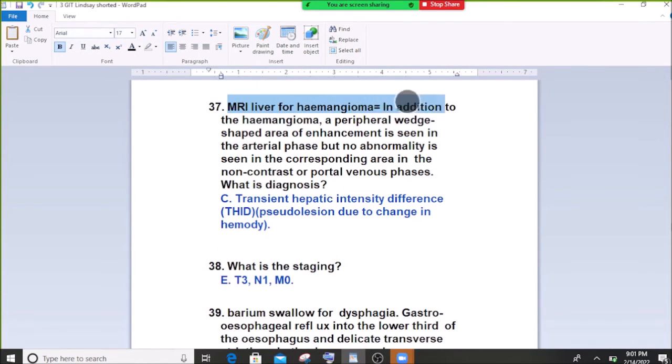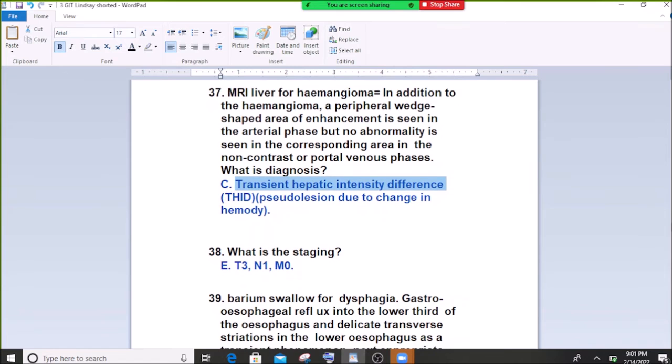37. Anomaly of liver for hemangioma. In addition to the hemangioma, a peripheral wedge-shaped area of enhancement is seen in the arterial phase, but no abnormality is seen in the corresponding area in the non-contrast or portal venous phase, which diagnoses transient hepatic intensity difference. What is transient hepatic intensity difference, or THID? It is a pseudo-lesion due to change in hemodynamics.